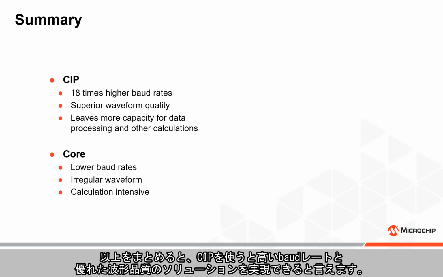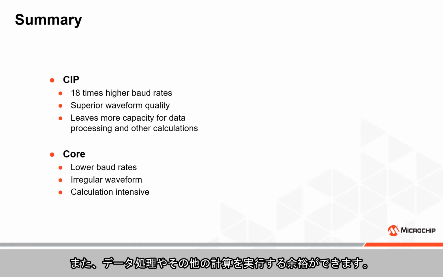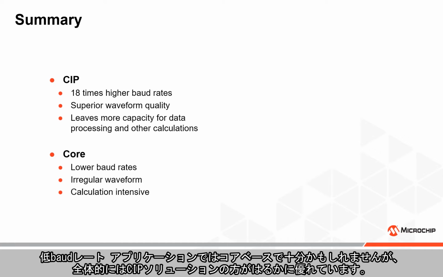To summarize, the core-independent peripherals have allowed us to make solutions that have much higher baud rates and better waveform quality, and that also leave more capacity for data processing and other calculations. The core-based solution might be sufficient for some low baud rate applications, but the CIP solutions are much better overall.